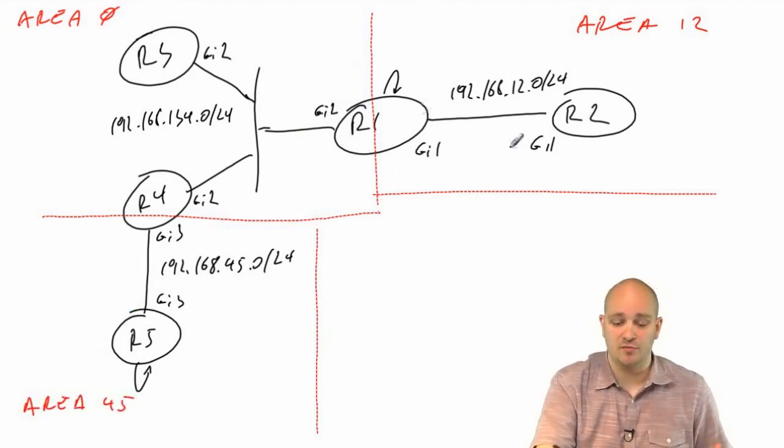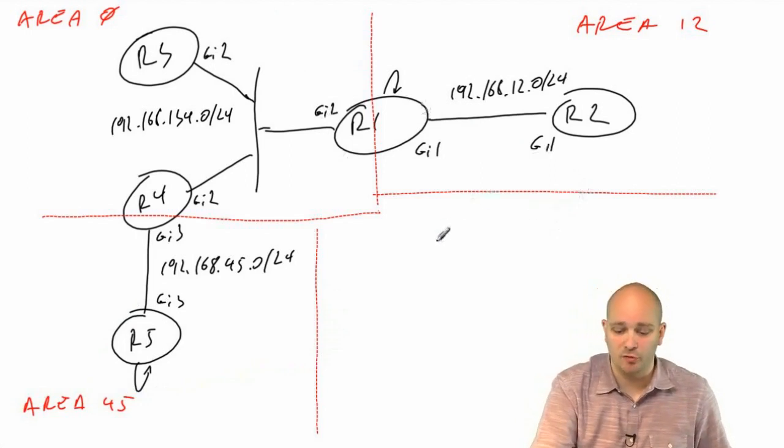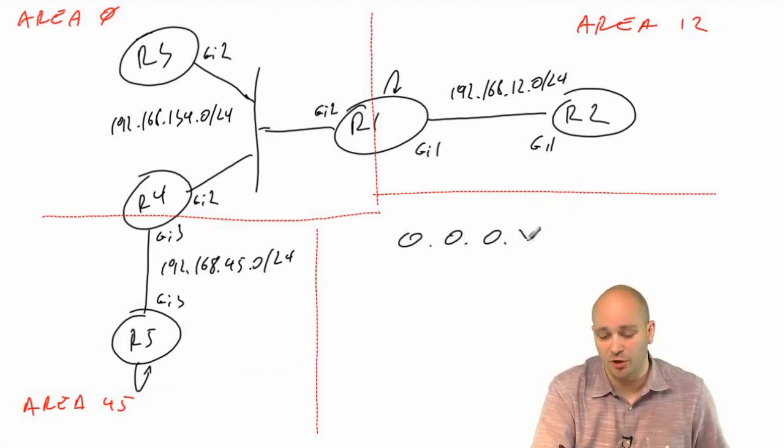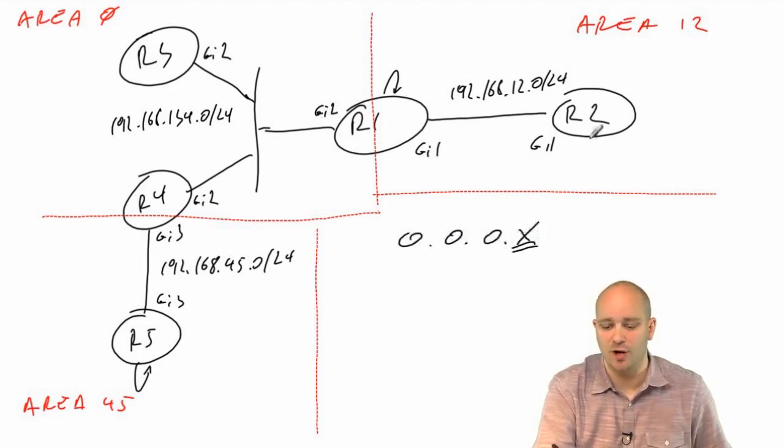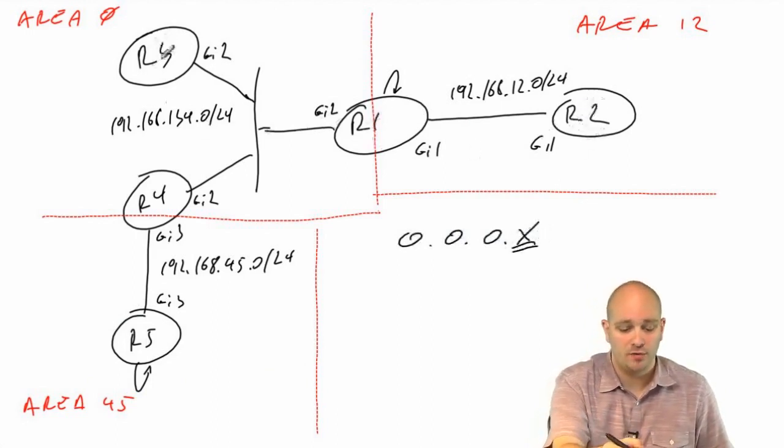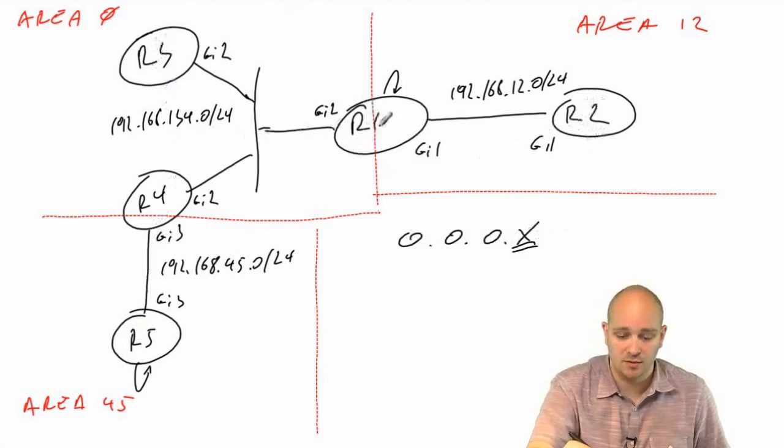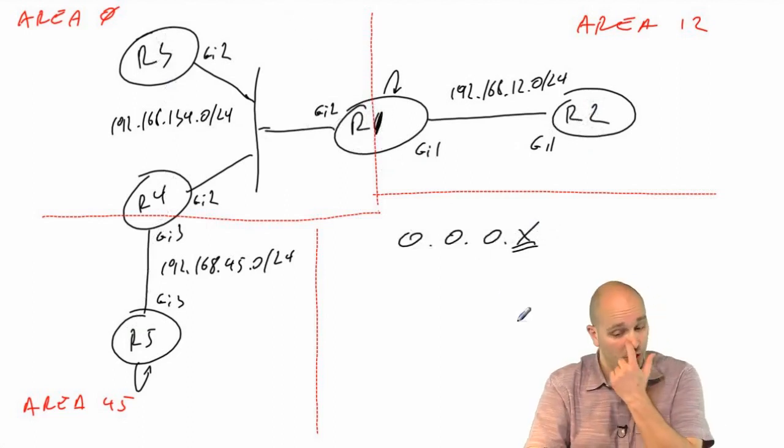Just as a reminder, all of my routers will be configured to have the router ID in the format of 000X, where X is the router number, so 2, 1, 3, 4, and 5. So this here is router R1.